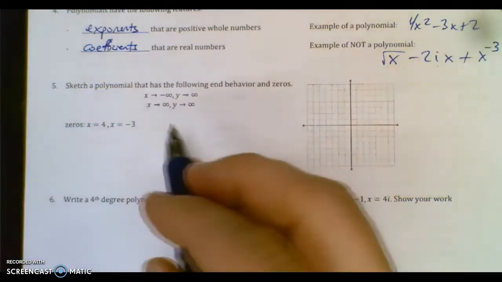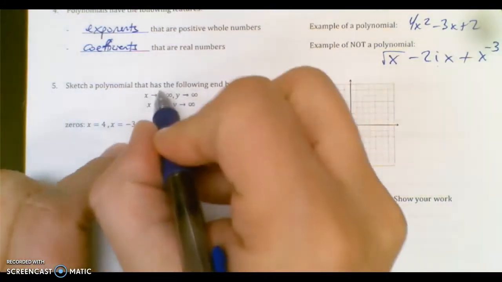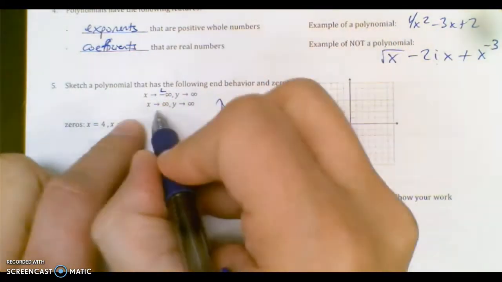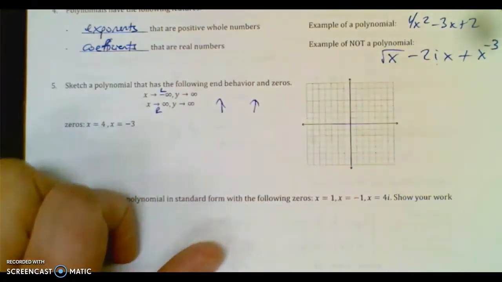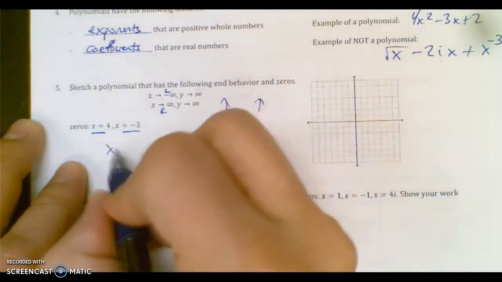And I really like this question because it says sketch something that has this end behavior. So you really got to know when you go left, it goes up. And when you go right, it goes up. So I know my graph has got to look like that in the end. And then I have to have zeros here and here. So zeros are x ints.